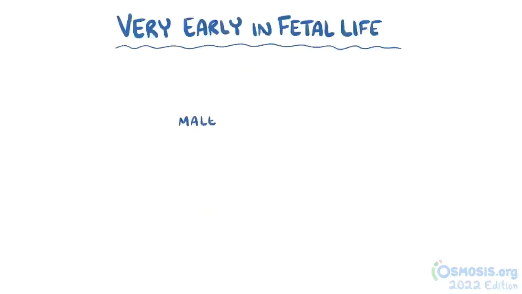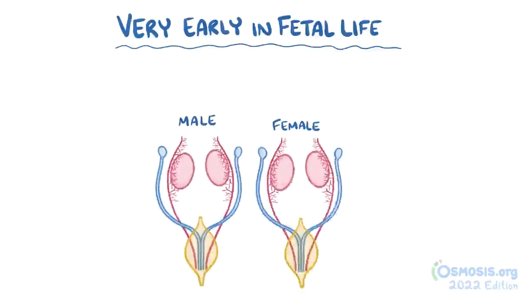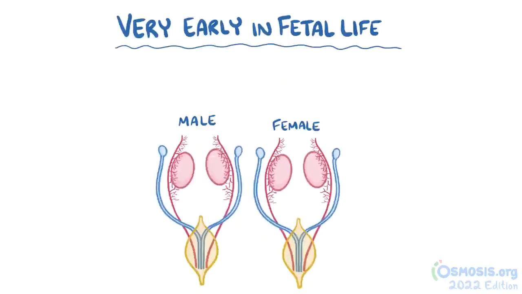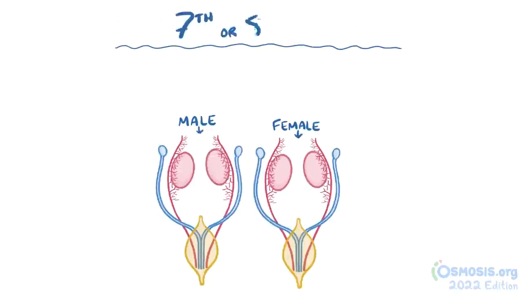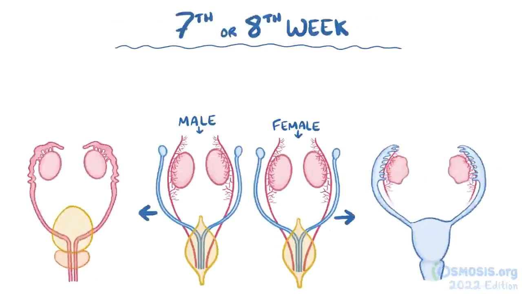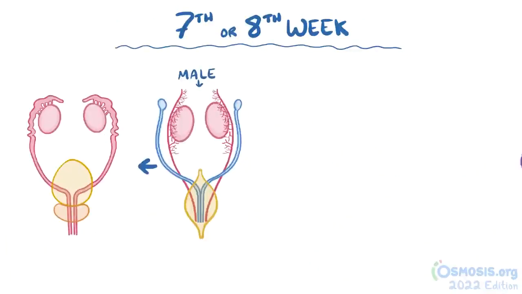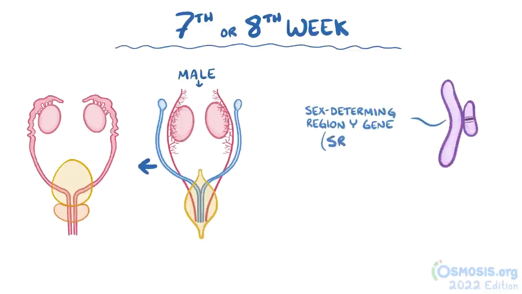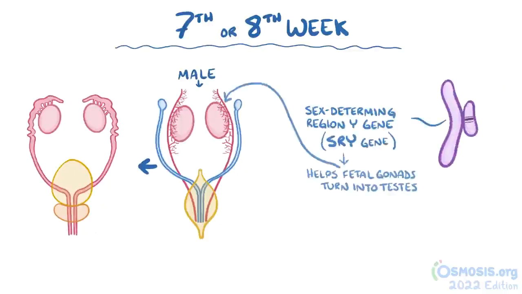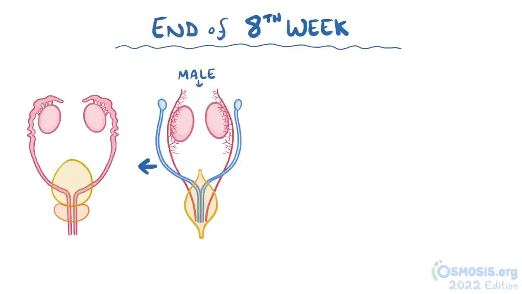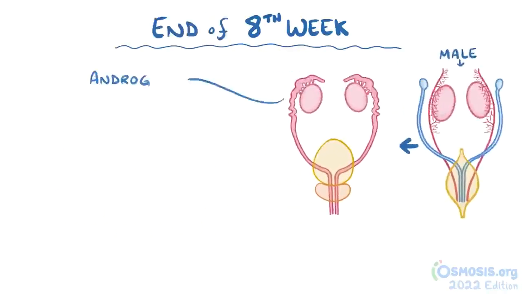Alright, so normally, very early on in fetal life, male and female genital tissues are undifferentiated and look identical. During the 7th or 8th week, the fetal gonads develop either into testes or ovaries. In males, a gene on the Y chromosome called the sex-determining region Y gene, or SRY gene for short, helps the fetal gonads turn into the testes. By the end of week 8, the testes start producing androgens, the main one being testosterone.